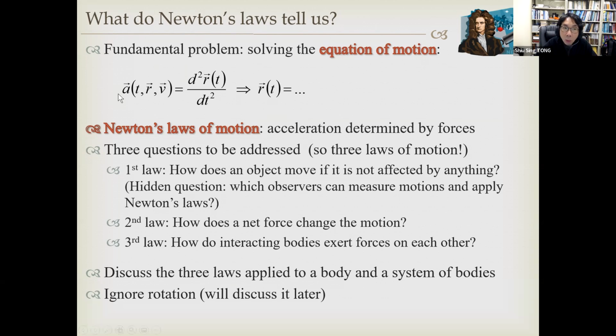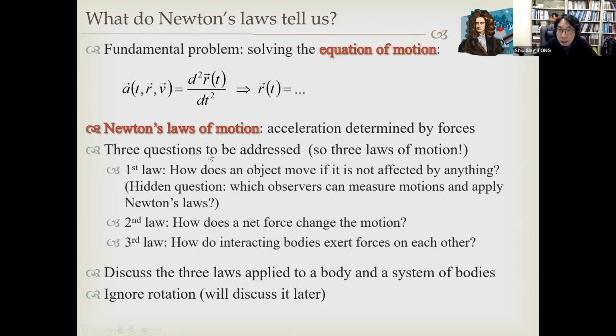And how do we know A? How do we know the acceleration? The acceleration is actually determined by Newton's law, because Newton's law of motion says the acceleration is determined by the force, right? Newton's second law says that the acceleration is the net force divided by the mass m of the object. Okay.